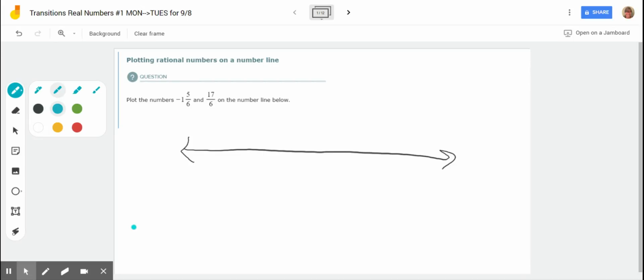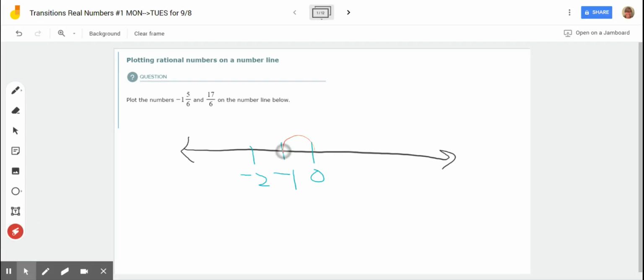-1 and 5/6. You know that if this is 0, this is -1, this is -2, it's going to be -1 and then some fraction. 5/6 is the fraction. So I'm going to show you how I do it, and then I'll show you how to change it to a decimal.